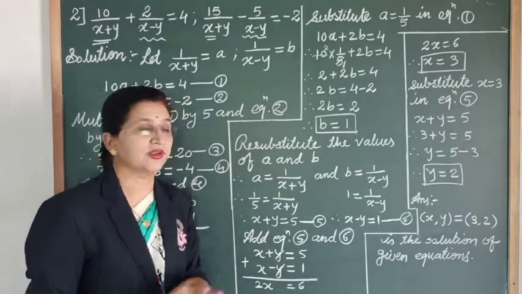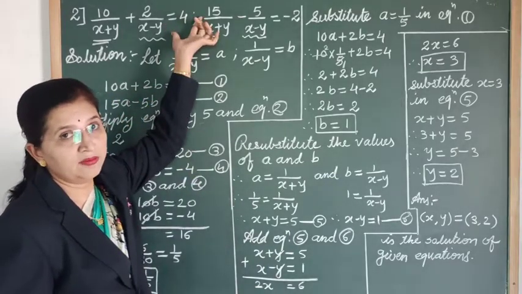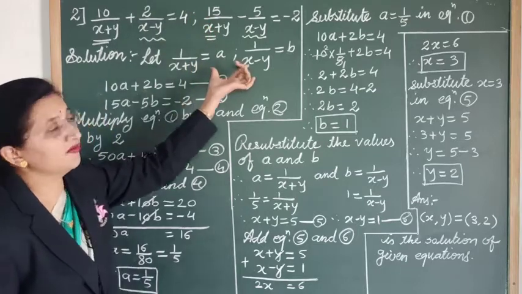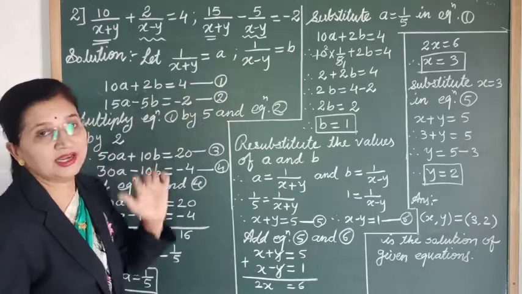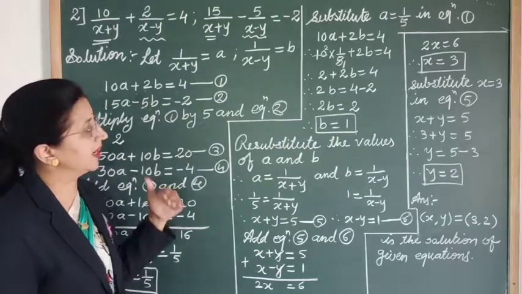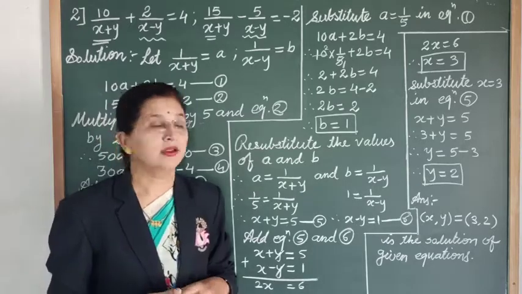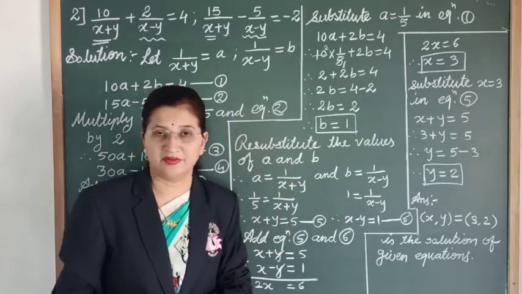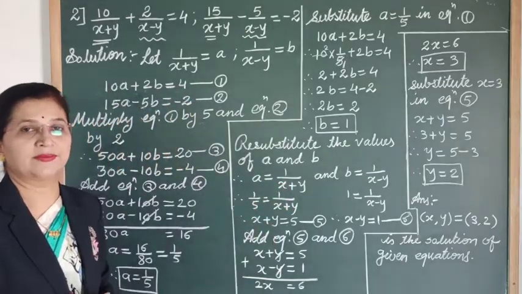Okay, so dear students, you can see that even though the equations were not in the linear form, still we have converted them by proper substitution into linear equations in two variables. Okay, so by converting them by the proper substitution we can get the solution for the given equations. Okay, I hope it's clear to you. Let's see one more example.